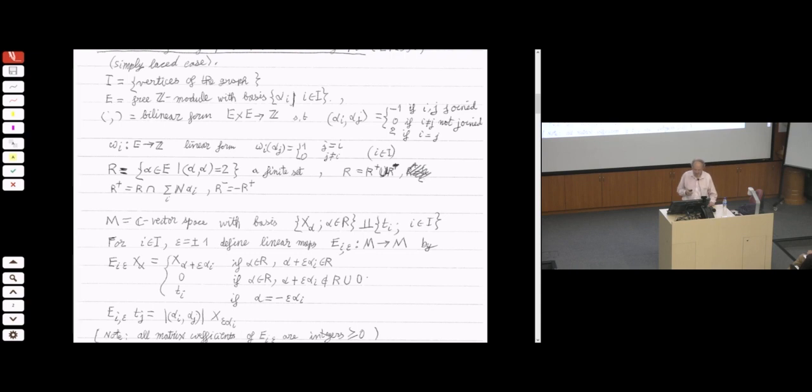It is a union of two sets, which are called roots: positive roots and negative roots. So positive roots are defined like this.